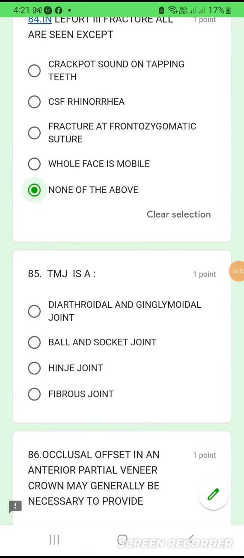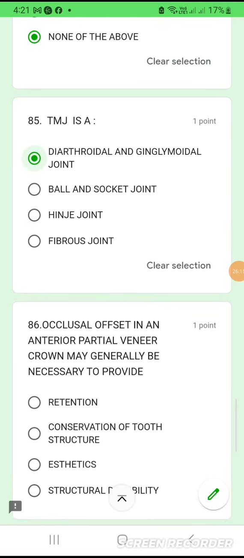TMJ is a diarthrodial ginglymoid joint. Oh, that definition itself is given there. Ball and socket joint, no. Hinge joint, no. Fibrous joint, no. So option A, diarthrodial ginglymoid joint, TMJ.